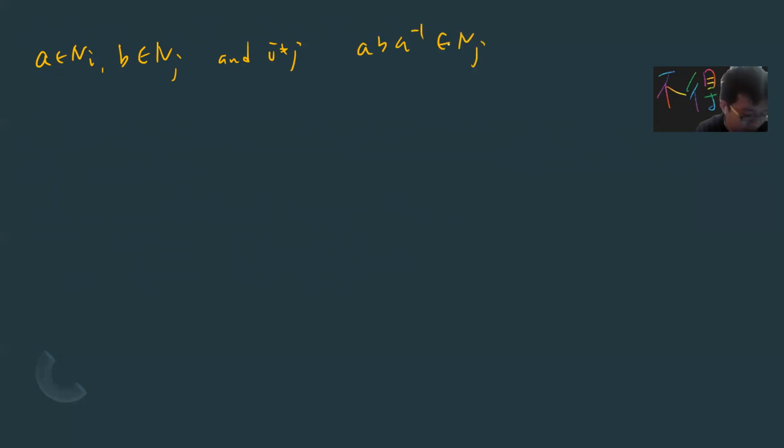Let's see what is going on. Let's say A belongs to Ni and B belongs to Nj, and i is not the same as j. Then A inverse will be in Nj, because Nj is normal. So A inverse B inverse will be in Nj. And also A inverse is in Ni, so B inverse will be in Ni.